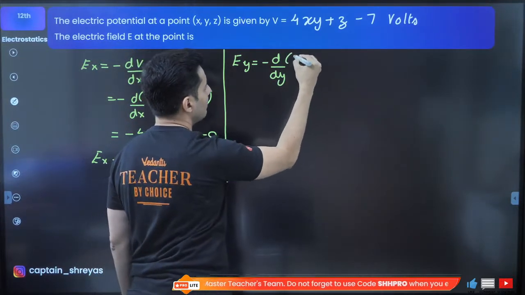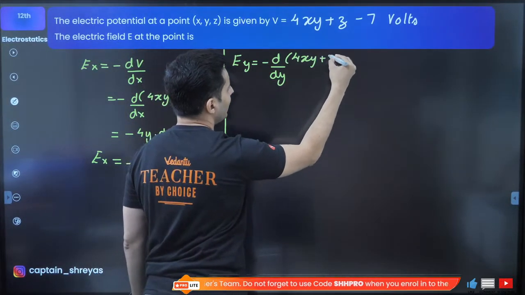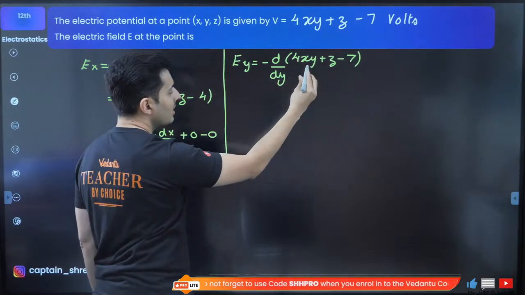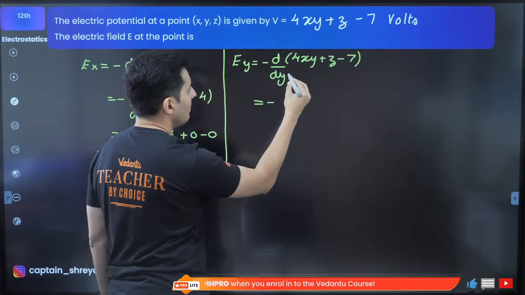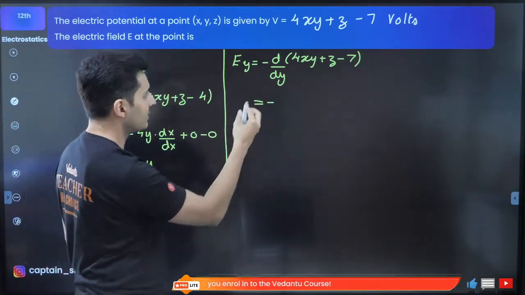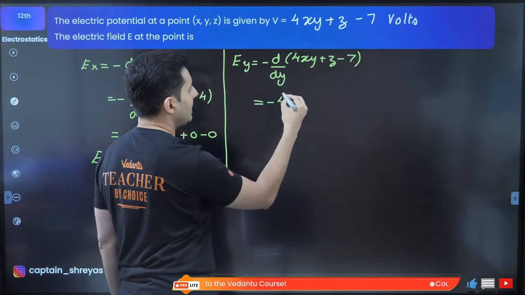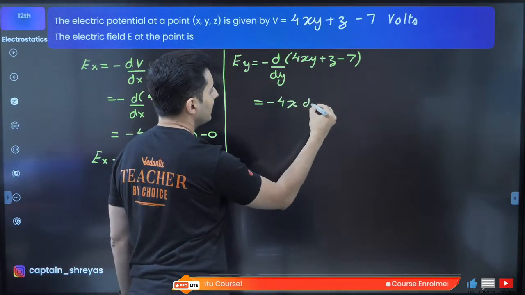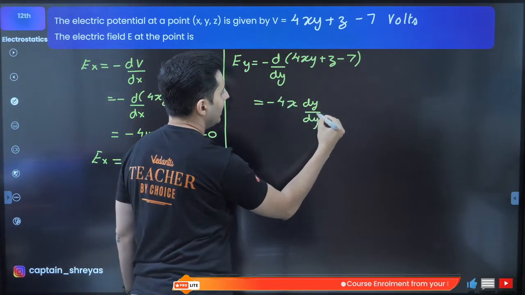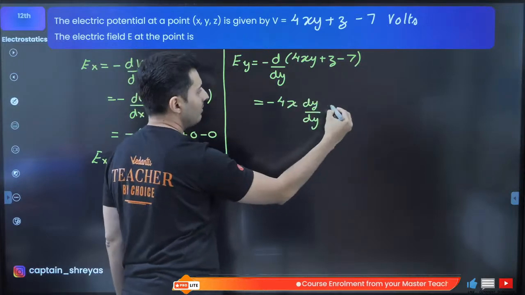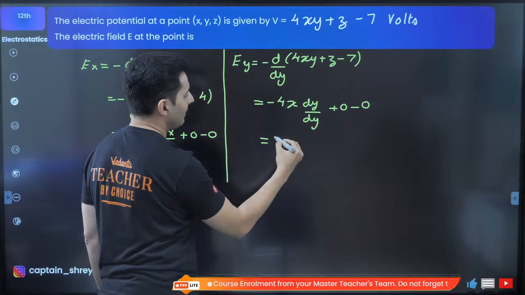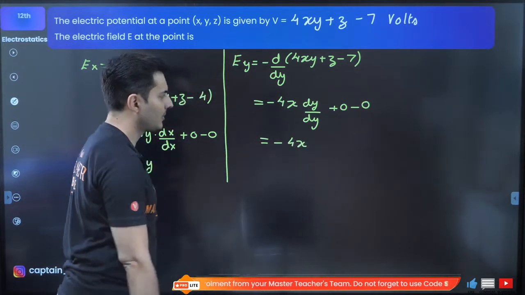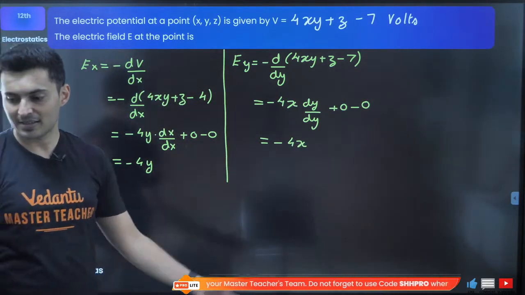Similarly, let's try to find the value of the Ey component, which is minus d by dy of this entire thing, which is 4xy plus z minus 7. Now y is the variable, z and x are constants, so 4 will come out and even x will come out. Only thing remaining will be dy by dy, and the derivative of z will be 0, this will be also constant, so 0, and here I will get minus 4x.